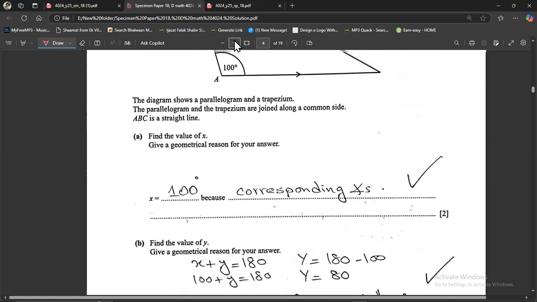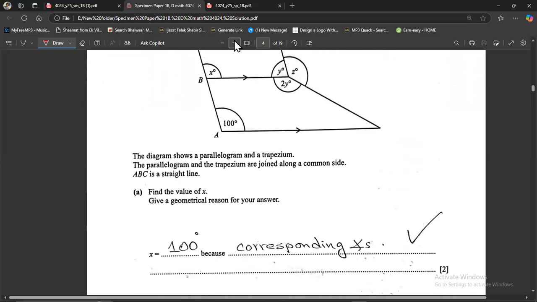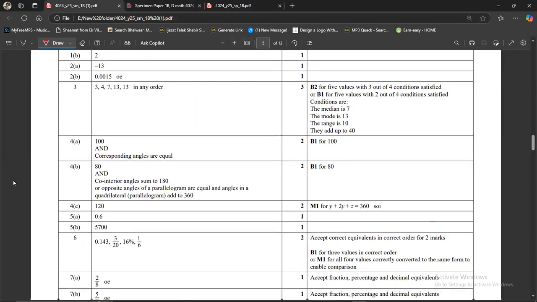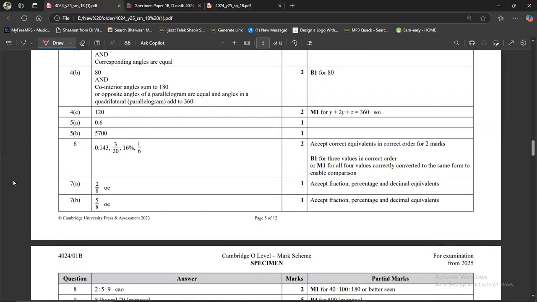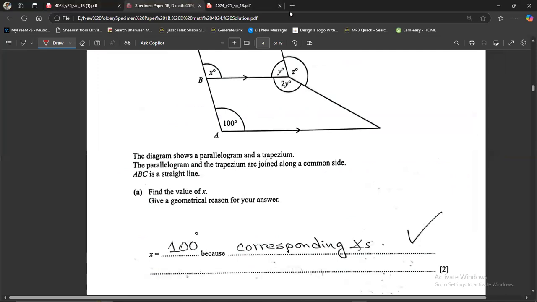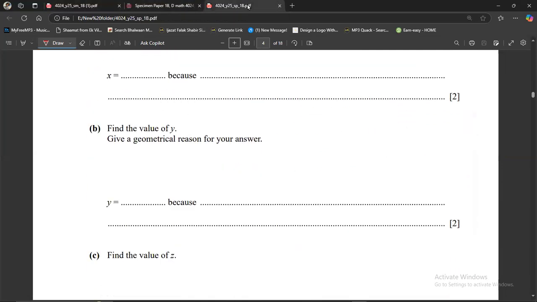So x is equal to 100. The reason is they are corresponding angles of the parallel lines. So our answer is right. Question number 4, this is how it is written. Then they say find the value of y, give a geometrical reason for your answer, which is a 2 marks question.